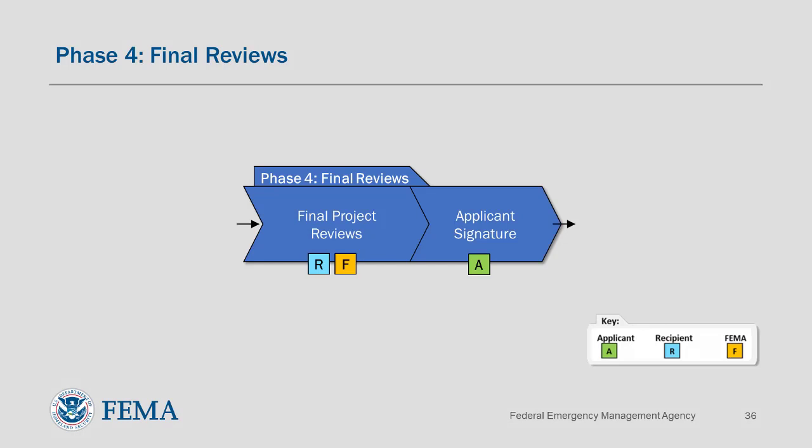In phase 4, final project reviews with FEMA and the recipient are conducted, along with applicant signatures, where applicants digitally sign projects in Grants Portal. There are 5 steps in final reviews. First step, Environmental Historic Preservation Review, EHP. Step 2, PDMG Review, Program Delivery Managers. Step 3, FEMA Final Review, which is conducted by FEMA leadership. Step 4, Recipient Review. And then Step 5, Applicant Review and Signature.